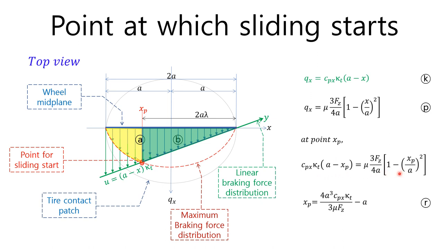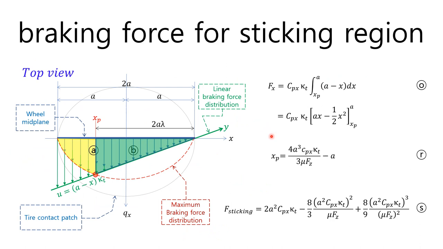Consequently, the sliding start point xp can be obtained as shown in the equation R. Since the sliding start point xp is obtained, the braking force for the sticking resin can be obtained from the equation O. By substituting the previously obtained equation R into the xp of the equation O, representing the braking force in the sticking resin, the equation S for the braking force F sticking in the sticking resin can be obtained.